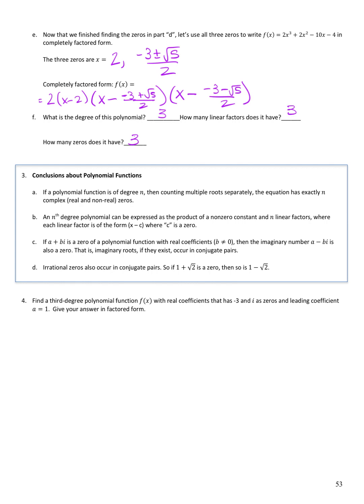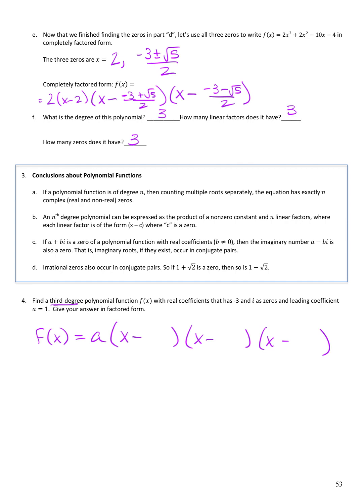Okay, question 4. Find a third degree polynomial f of x with real coefficients that has negative 3 and i as zeros and a leading coefficient of 1. Okay, so if it's third degree, which was given, then I know my function is going to look like this. It's going to be a, and then I'm going to have 3 linear factors, x minus a zero, x minus another zero, and x minus the third zero.